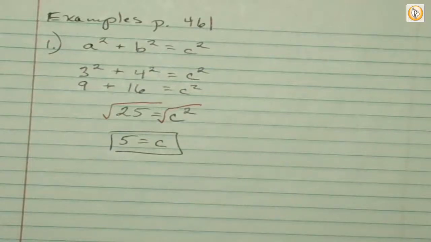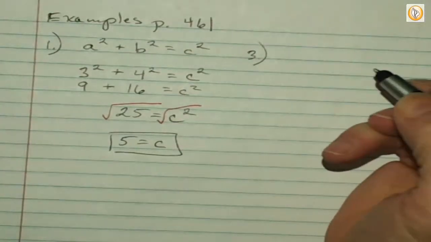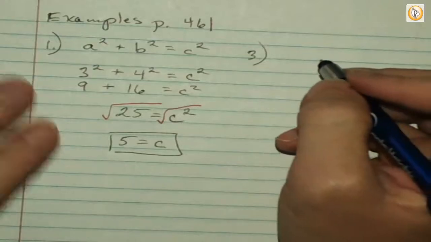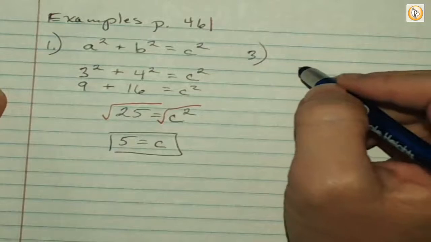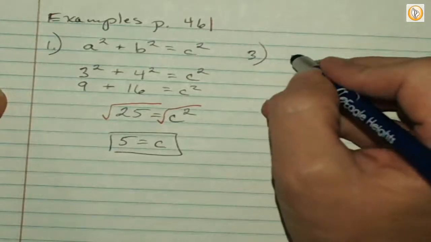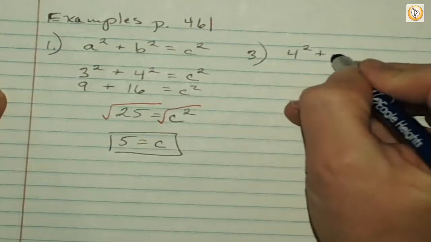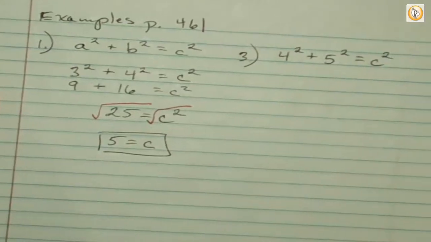Any questions? All right, let's do another. I'm going to do a few on here. So, number 3. Again, we have a squared plus b squared equals c squared. They gave us a is 4, b is 5, and we're looking for the hypotenuse.